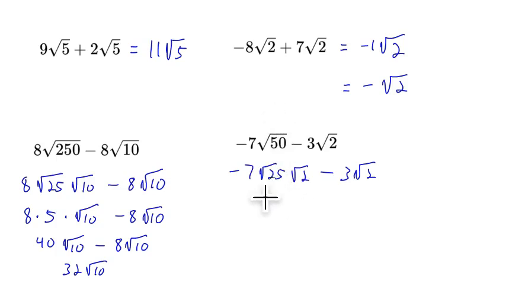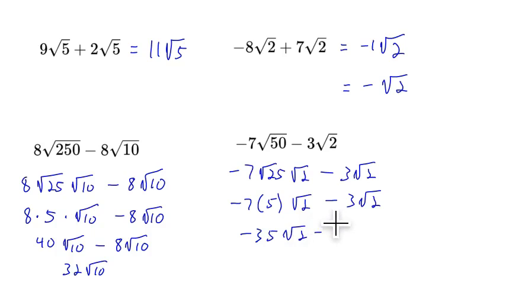Now, once again, the square root of 25 is a perfect square, so this will be negative 7 times 5 times the square root of 2. So we end up with negative 35 times the square root of 2 minus 3 times the square root of 2. So I just multiplied 7 times 5 there. And negative 35 minus 3 would be negative 38. And we still have the square root of 2. So adding and subtracting with square roots is a lot like combining like terms.